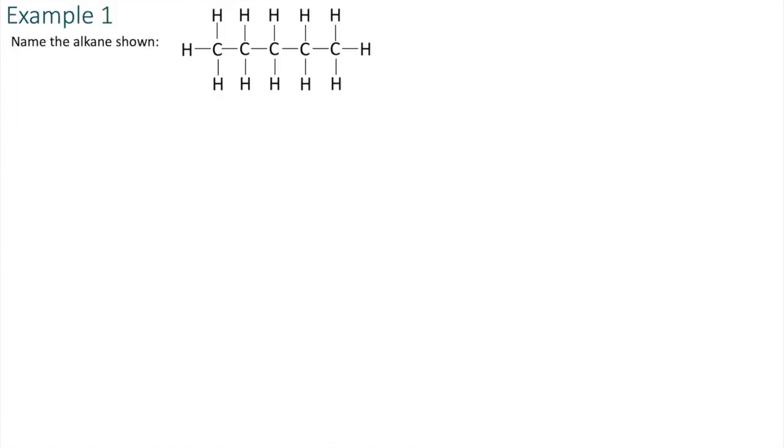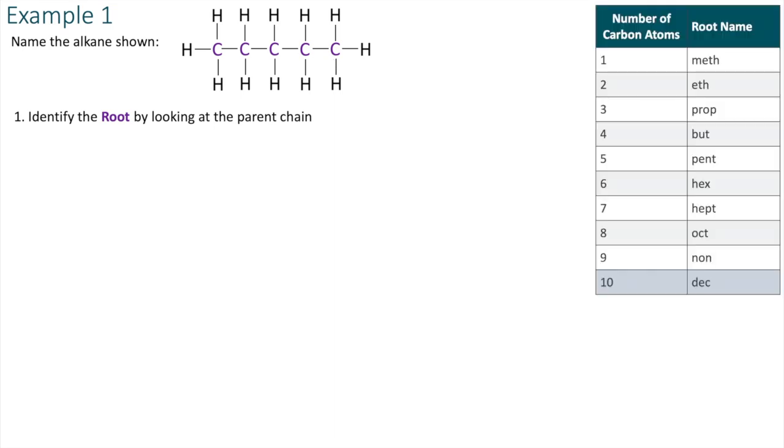So the first thing that we're going to do is try to name this alkane right here, using those steps that we just learned about. First we need to identify the root by looking at the parent chain. Remember, the parent chain is the longest continuous number of carbons. In this molecule we have all these carbons making a continuous chain, and we see that we have 1, 2, 3, 4, 5 carbons. Then we use our table that we've memorized and remember that 5 carbons has the root name pent. So we're going to write that down.